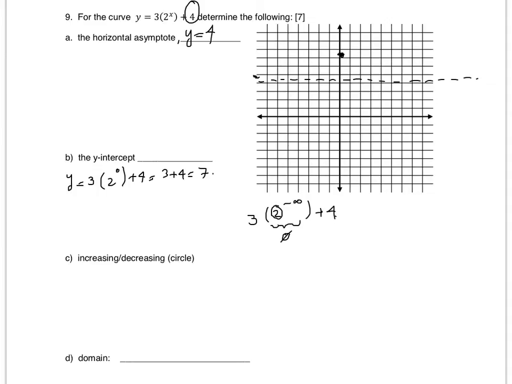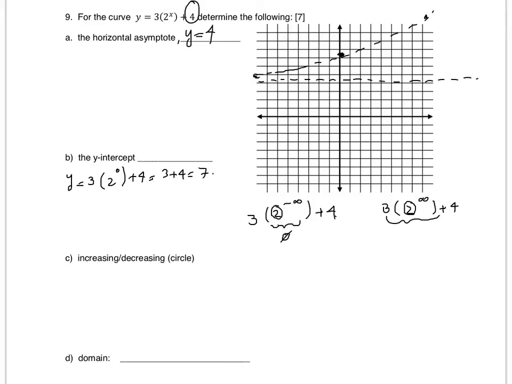When x goes to positive infinity, the function becomes 3 times 2 exponent positive infinity plus 4. Since again the base is greater than 1, any number exponent very, very large number becomes very large number, something like infinity. So this term becomes almost infinity. Infinity plus 4 is again infinity, so we're going to get somewhere around here. So our function is going to look something like this one.